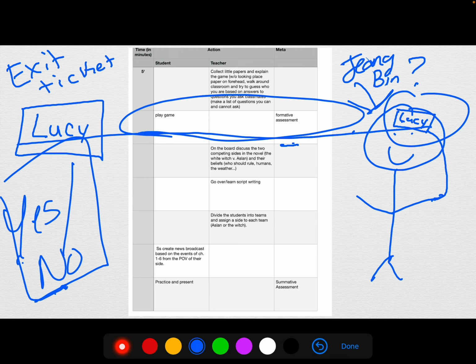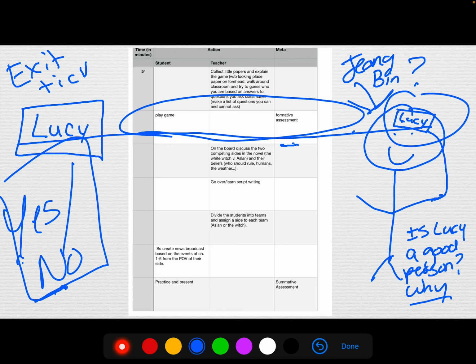An exit ticket is just when you require every student to engage with you, the teacher, before they leave. So, for example, an exit ticket might be a question. My question might be, let's say, for example, is Lucy a good person?